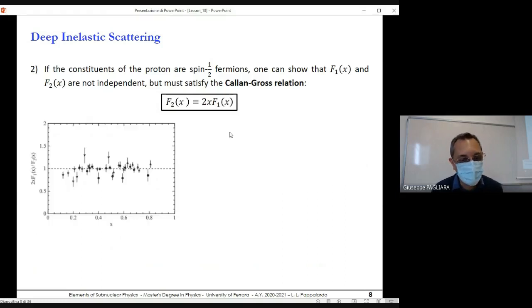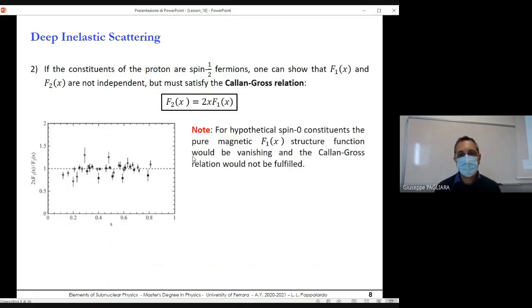And this is, in fact, what they found. So you see here now the ratio 2x F1 divided by F2, and this ratio is indeed consistent with 1, within the experimental uncertainty. So the Callan-Gross relation, which was predicted assuming that the point-like objects in the proton were spin-1/2 fermions, is indeed fulfilled. In particular, if this point-like object were a spin-0 object, then the magnetic structure function would be 0, of course, because there is no magnetic moment, and this Callan-Gross relation would not be fulfilled by data.